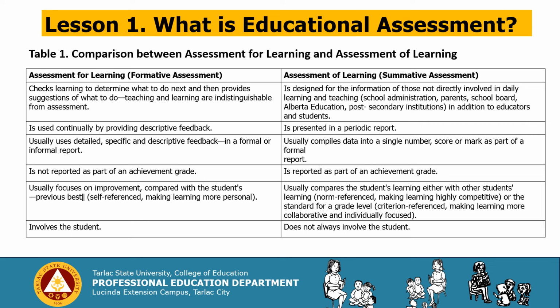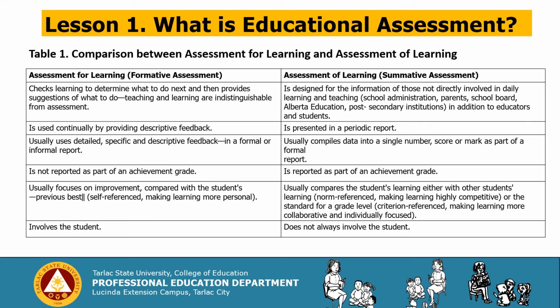Table 1 shows the comparison between assessment for learning and assessment of learning. In the first column, assessment for learning, that is formative assessment, it checks learning to determine what to do next and then provides suggestions of what to do. Teaching and learning are indistinguishable from assessment. While the assessment of learning is designed for the information of those not directly involved in daily learning and teaching, like the school administration, parents, school board, Alberta Education, and post-secondary institutions, in addition to educators and students.